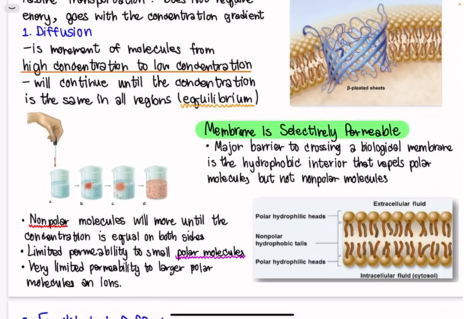Membrane is selectively permeable. The major barrier to crossing a biological membrane is the hydrophobic interior that repels polar molecules but not nonpolar molecules. Nonpolar molecules will move until the concentration is equal on both sides. Permeability is limited for small polar molecules, and very limited for larger polar molecules and ions.